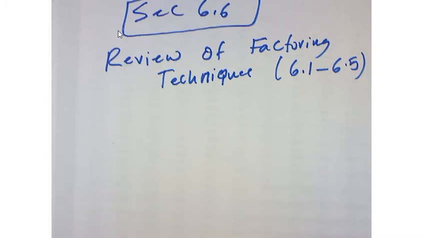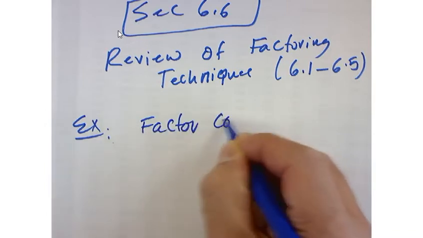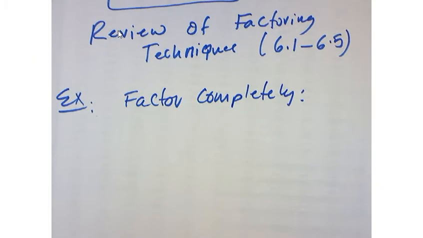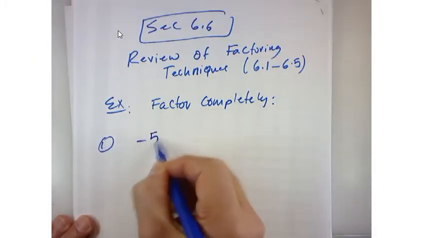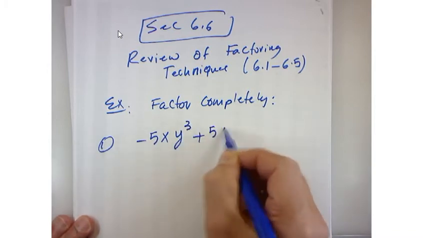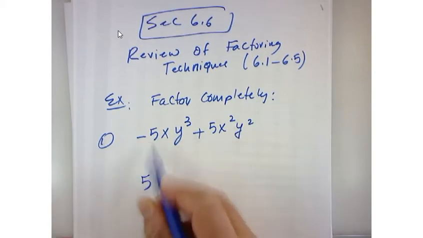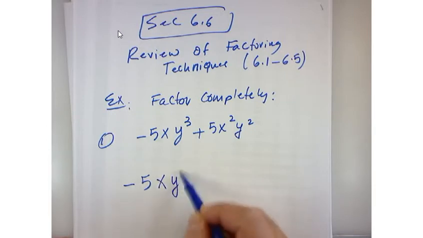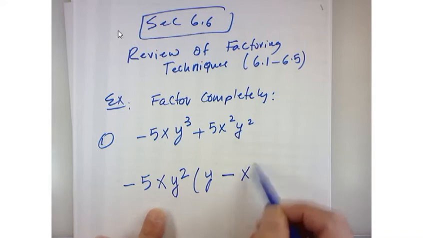Alright, so factor completely. No new rules here, it's just what we've been going over. So the first problem is negative 5x cubed y cubed plus 5x squared y squared. You can see that the greatest common factor is a 5, and it's negative because the first term is negative, and also x squared and y squared. So it'd be y minus x, and that would be the end of it.